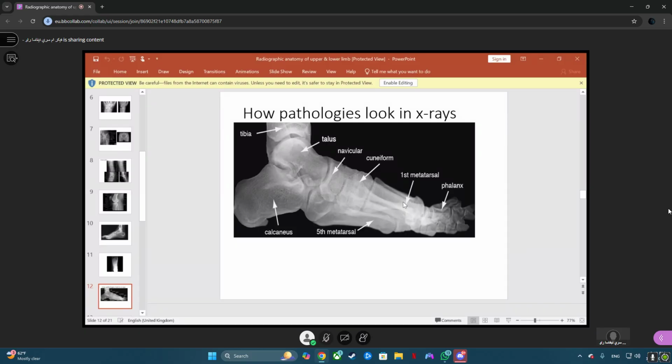This is the first metatarsal, the metatarsal of the great toe, and these are the phalanges. On the other side, you are seeing the fifth metatarsal, the metatarsal bone of the little toe, partly seen in this diagram.